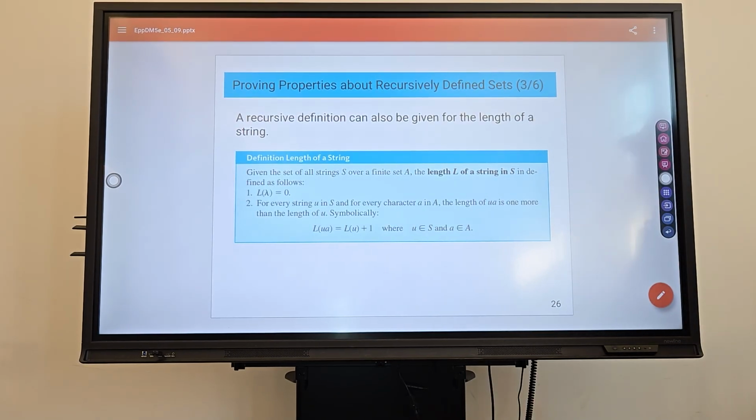A recursive definition can also be given for the length of a string. Given the set of all strings S over a finite set A, the length L of a string in S is defined as follows. One: the length of lambda equals 0. Two: for every string u in S and for every character a in A, the length of ua is one more than the length of u, symbolically this here.